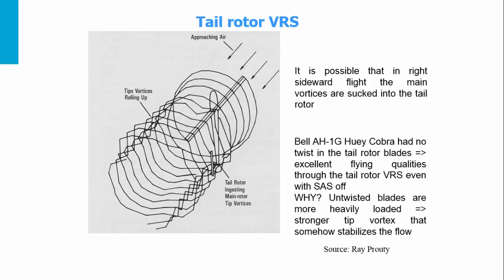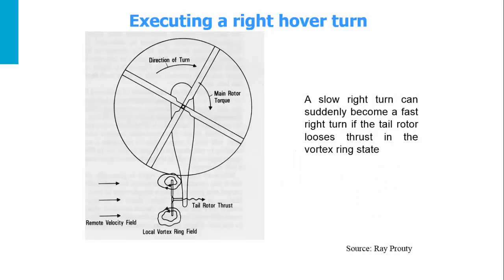If the tail rotor is in the vortex ring state, this appears if we are flying, for example, in right sideward flight, where the main vortices of the rotor are sucked into the tail rotor. As I said, the Bell H1 Cobra had no twist in the tail rotor blades and it had excellent flying quality. Also, executing a right hover turn can be transformed from a slow turn into a fast turn if the tail rotor loses thrust in the vortex ring state.